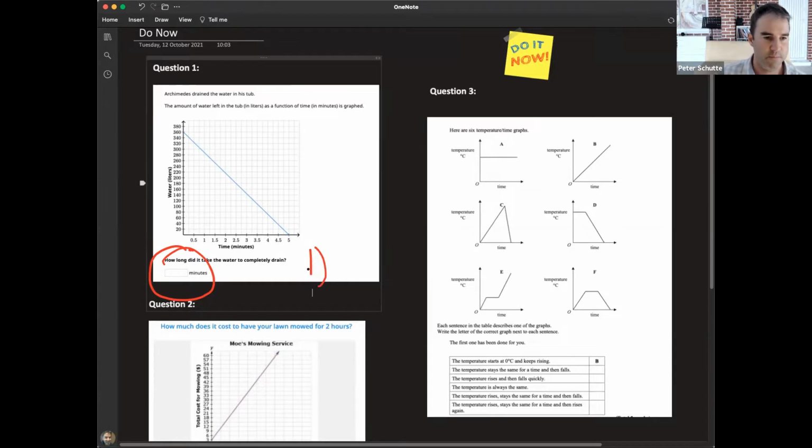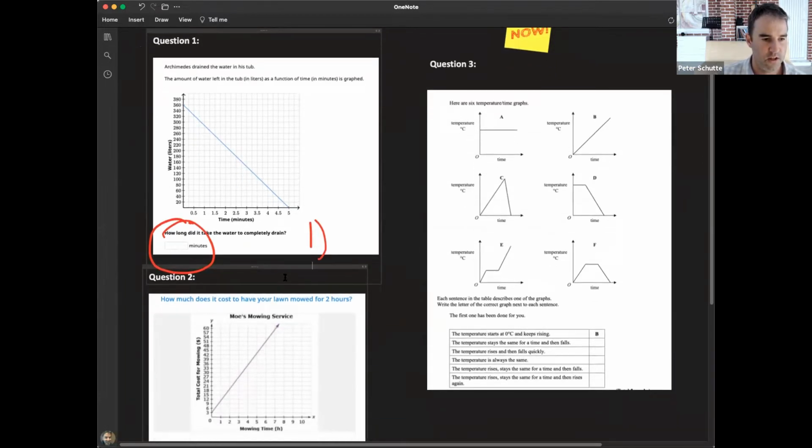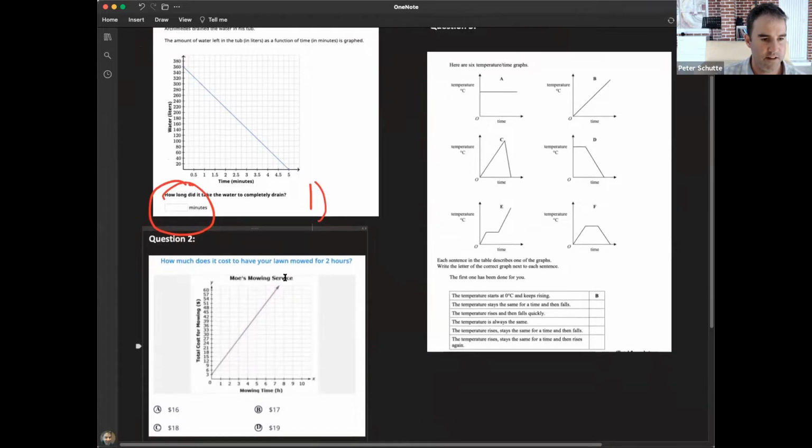For question number 2, I need to scroll down a little bit. Question number 2, how much does it cost to have your lawn mowed for 2 hours? And there are 4 options. And then question number 3, you have to match these graphs with the correct statement. So I'm going to be a bit quieter and let you enjoy this, and then we'll have a bit of a chat and I will introduce myself properly.